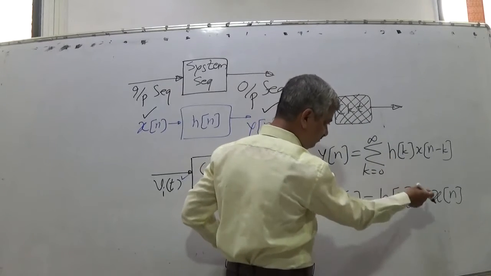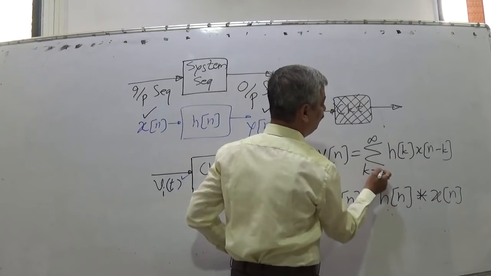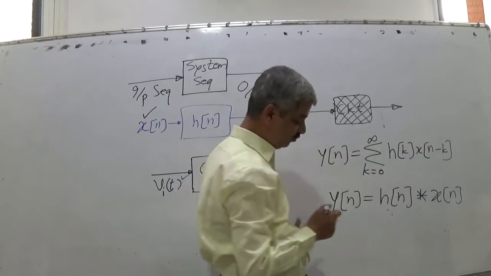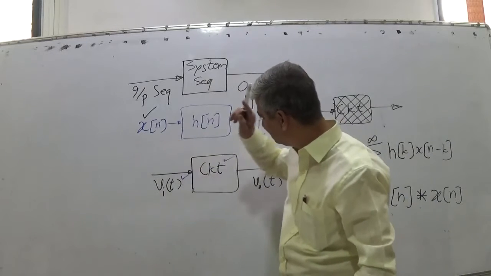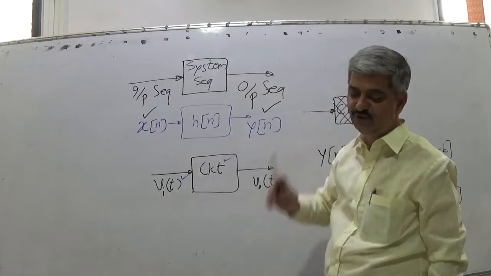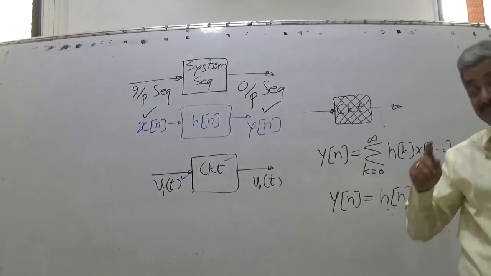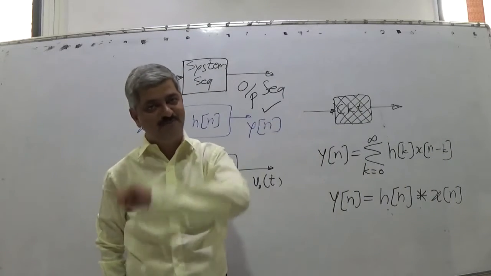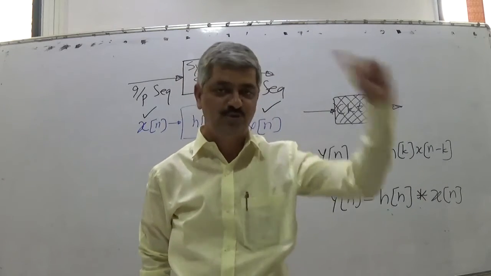In this convolution process, since both sequences are to be taken, we need to change one to h[k] and the other we keep as n. So remember, I again repeat, the input sequence is x[n], the system sequence is set by h[n] only, and the output sequence is y[n]. So y[n] is the convolution of the input sequence and the system sequence. If you know the system sequence, for any input sequence you can find the output sequence.